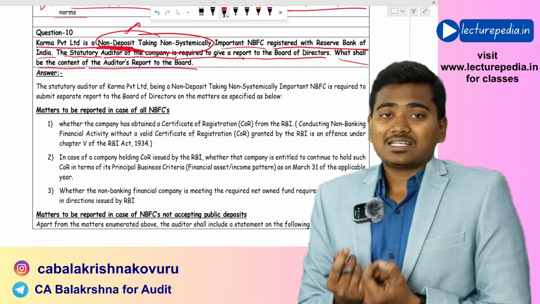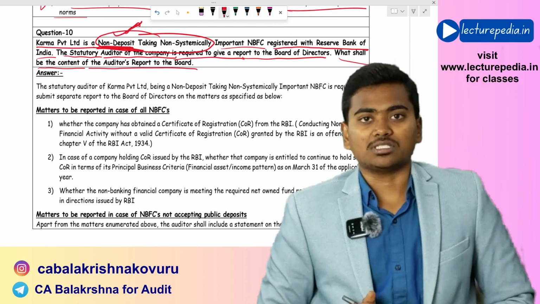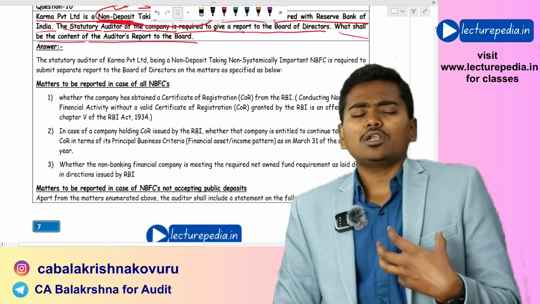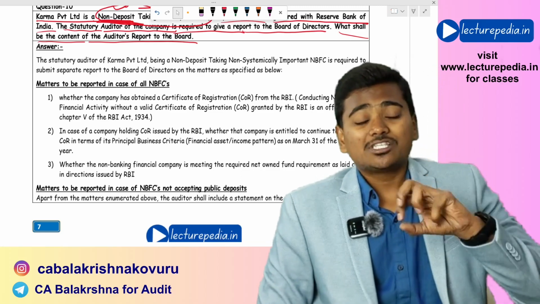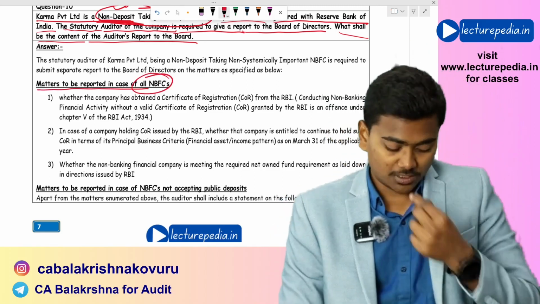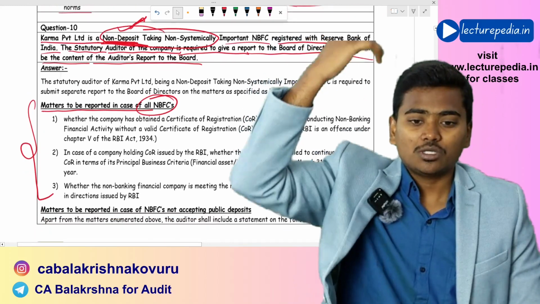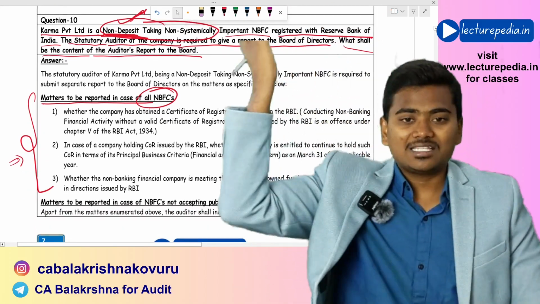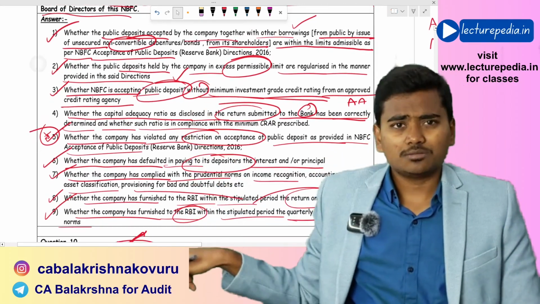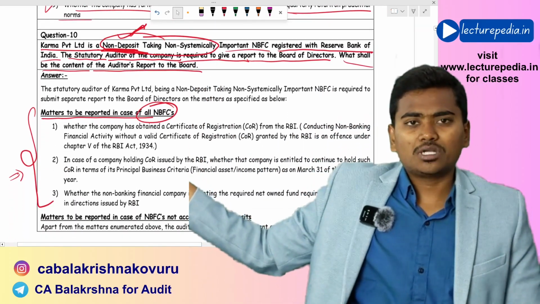Now he is asking the specific reporting requirements in case of NBFCs not accepting deposits. For these NBFCs which are not accepting deposits, you will first of all report on the points which are commonly applicable for all the NBFCs. Matters to be reported in case of all NBFCs. You can write this point even in the above question also. For the above question also you can write this point, then write the above answer. But since the answer to the above question itself is huge, we haven't included this reporting for all NBFCs.